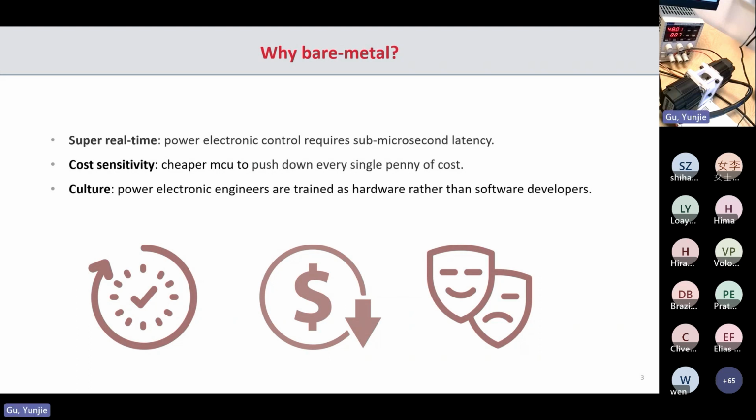And the third reason is actually culture. Most of the power engineers are trained as hardware developers, so they are not so used to the patterns or the paradigms of software development. And these are the 3 reasons why bare metal is the mainstream solution for the power electronic industry.